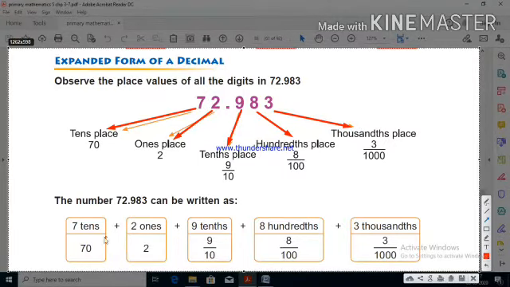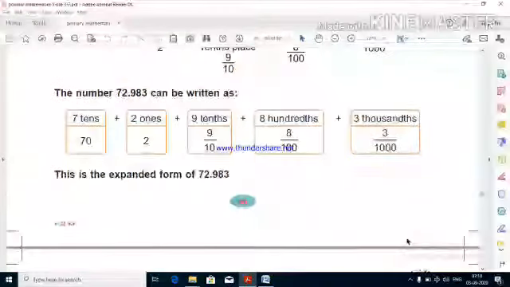Okay, 7 tens means 7 into 10, it is 70. 2 ones means 2 into 1, it is 2. 9 tenths means 9 by 10. 8 hundredths means 8 by 100, and 3 thousandths means 3 by 1000.